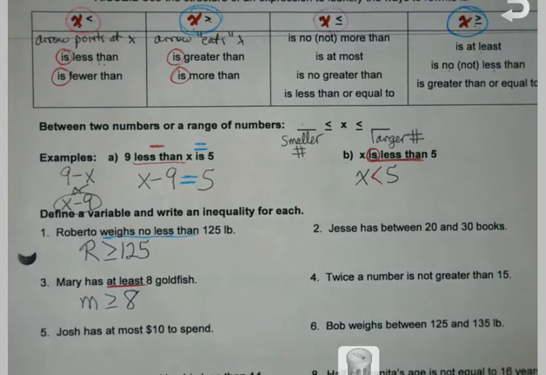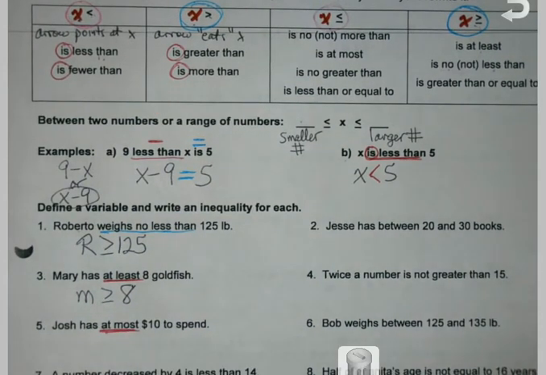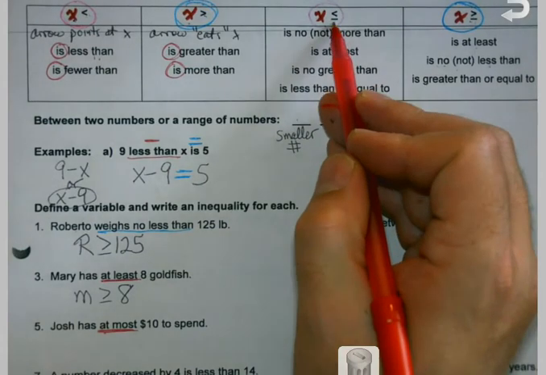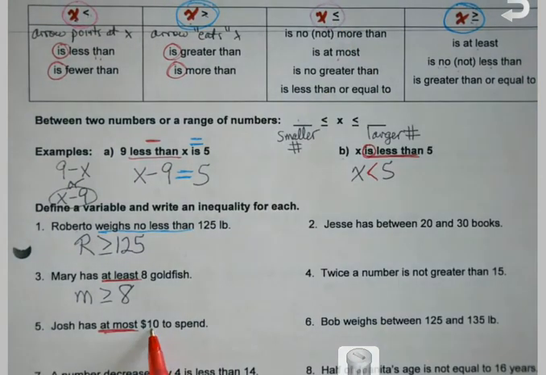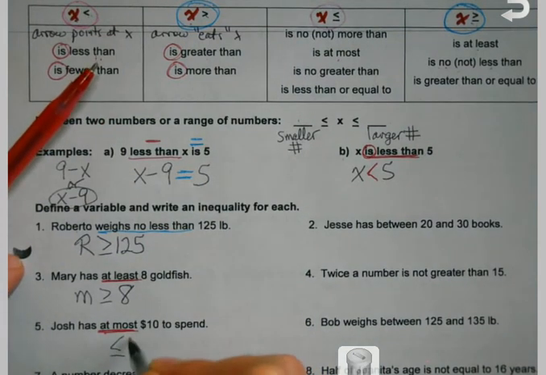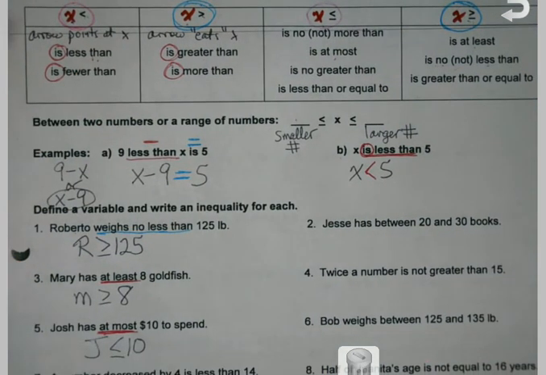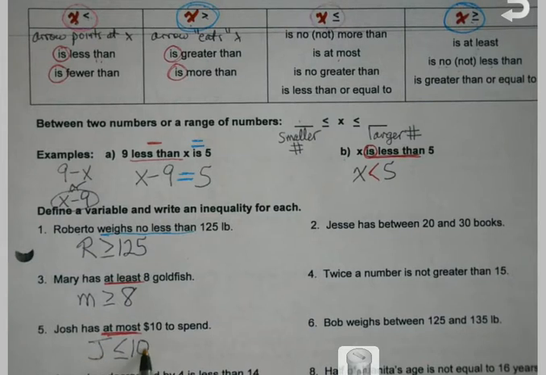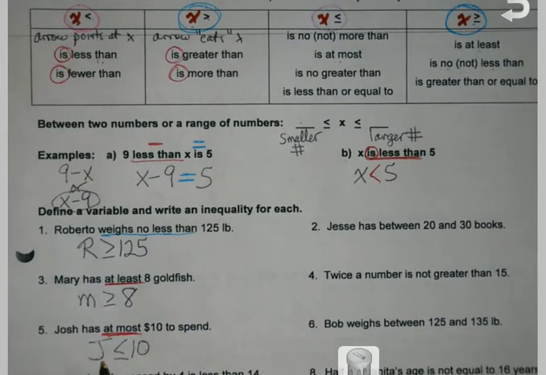Josh has at most, okay, here's at most. Ooh, that's less than or equal to, and that's true, because I might have $10 to spend, I might have less. And we said less than would go to the left. Because if you think about it, if I plug in a number for J, let's say I plug in 7. Is 7 less than 10? Yeah. Okay. Uh-oh. Harty, can you pick up, please? All right, so we talked a little bit about at most.